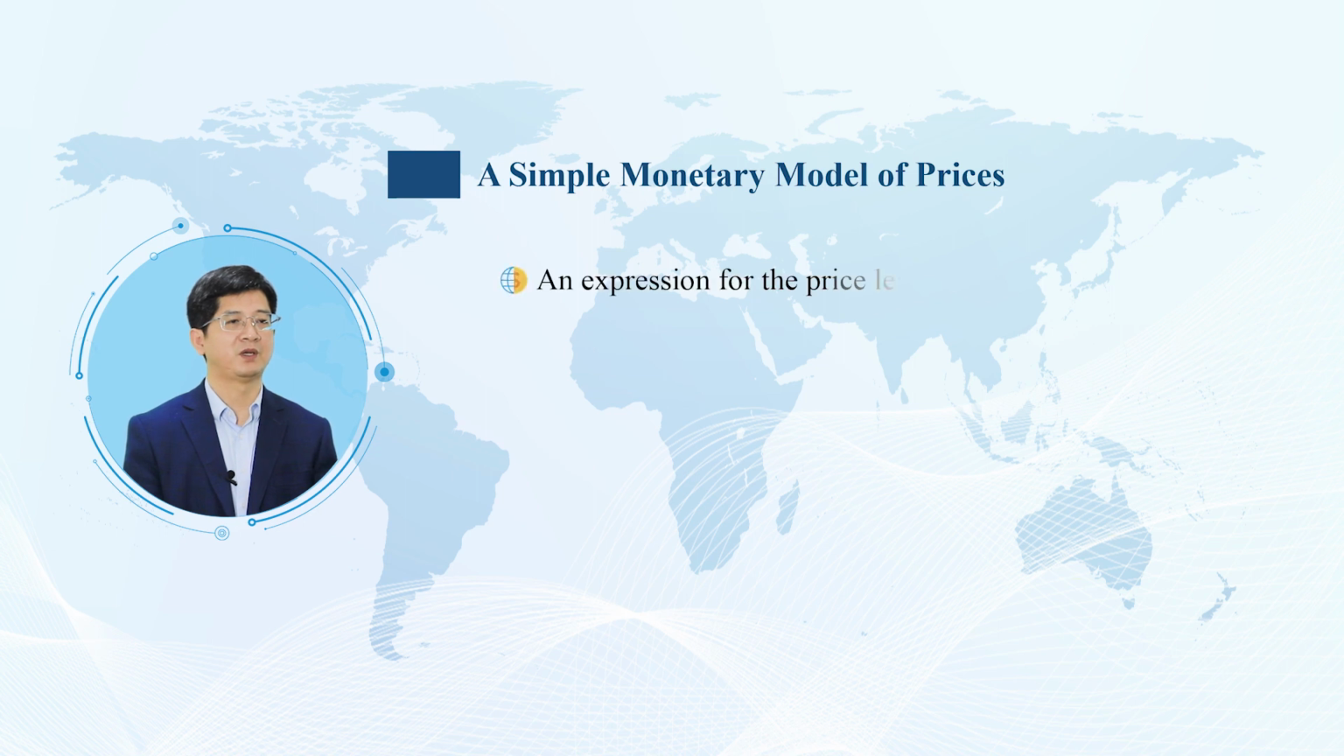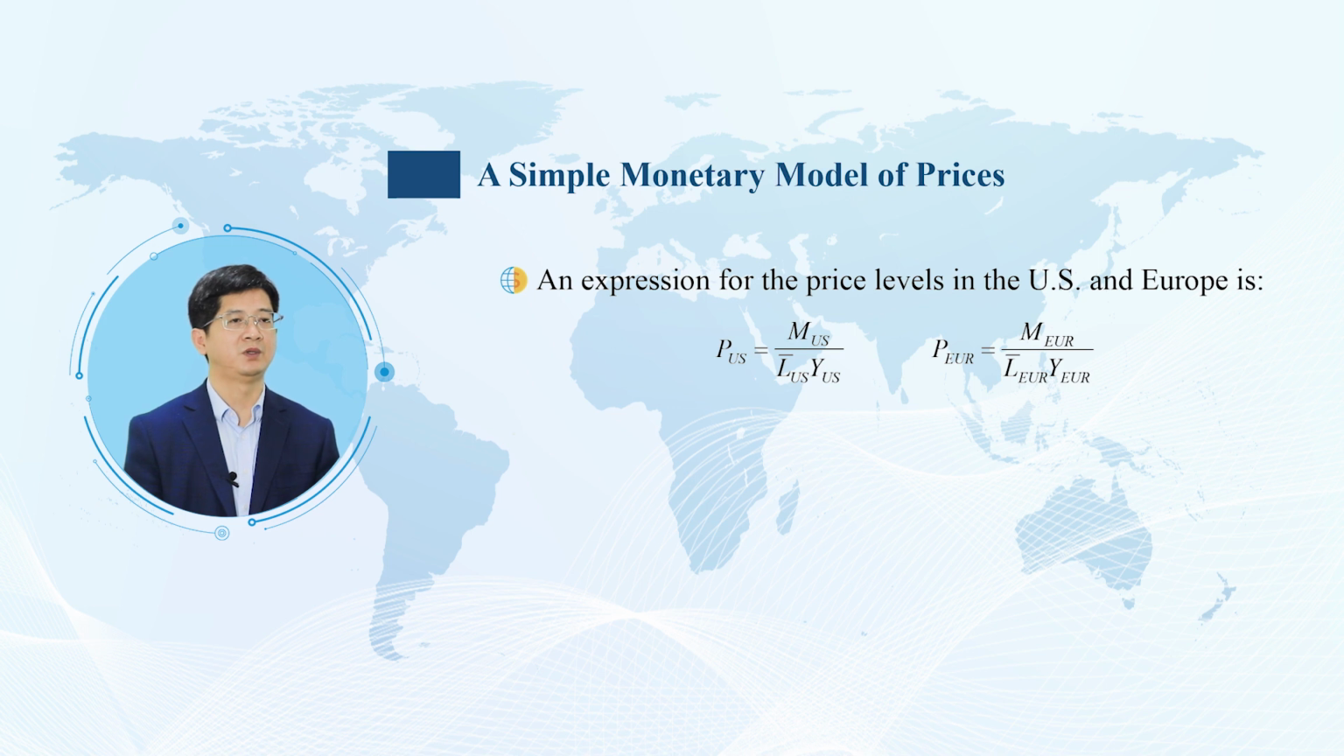An expression for the price levels in the US and Europe is: P_US is equal to M_US over L bar US times Y_US, and P_EUR is equal to M_EUR over L bar EUR times Y_EUR.